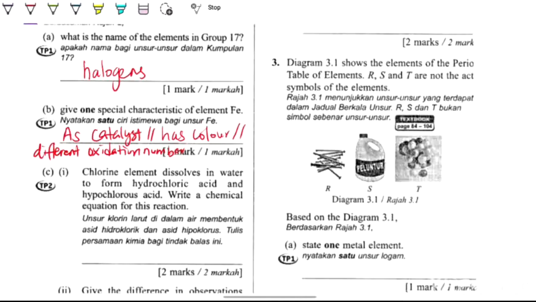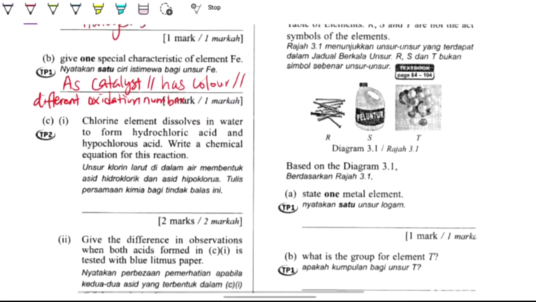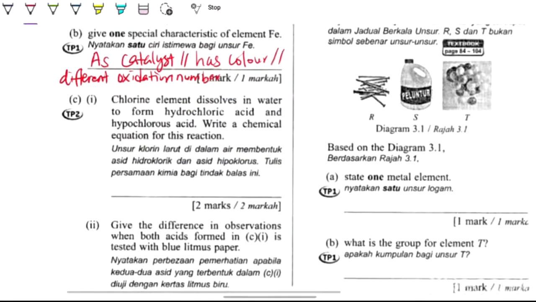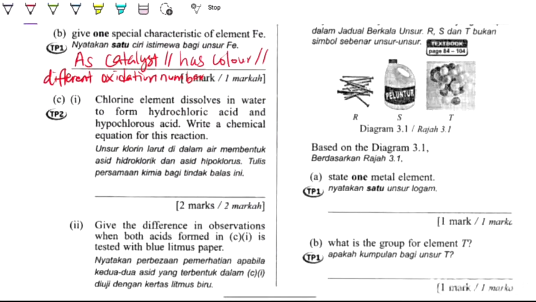Next, chlorine dissolves in water to form hydrochloric acid and hypochlorous acid. Write a chemical equation for this reaction, 2 marks. So chlorine reacts with water to produce hydrochloric acid and hypochlorous acid, HOCl. It must be a balanced chemical equation.